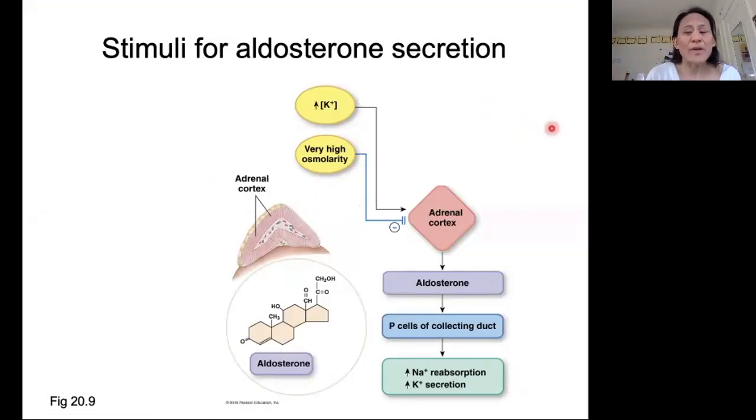Okay, so I just went over the mechanism of aldosterone action. Now I want to talk about the regulation of aldosterone secretion, or more specifically, what the stimuli are for aldosterone secretion. So here in this slide, you can see a couple of the stimuli for aldosterone secretion right here. High potassium is going to stimulate aldosterone secretion. And very high osmolarity is going to inhibit aldosterone secretion.